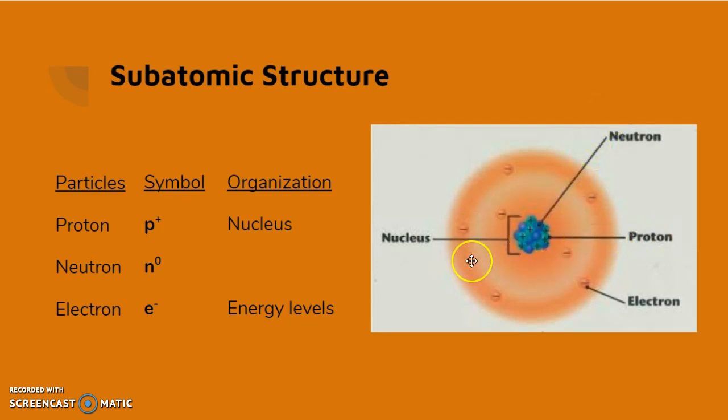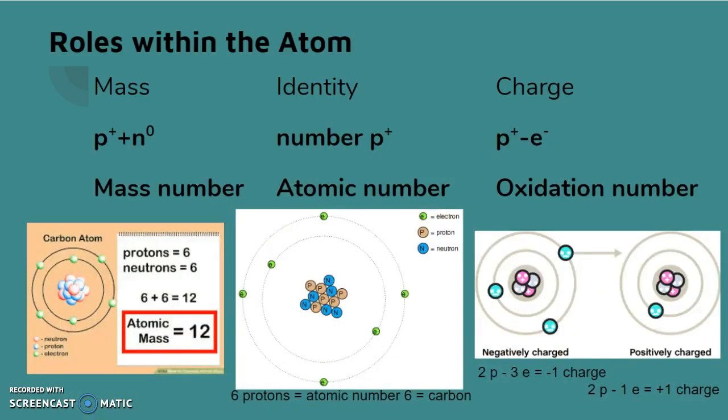And then out here we have our different energy levels, and the electrons are out there. Okay, so what are the purposes of the different subatomic particles? They each serve their own purpose. They have a role. So to get the mass of an atom, when we talk at the individual atom level, we call the mass units atomic mass units. And these are talking about very small things.